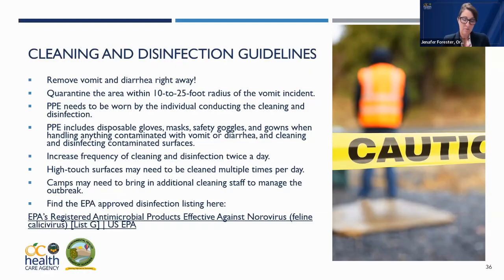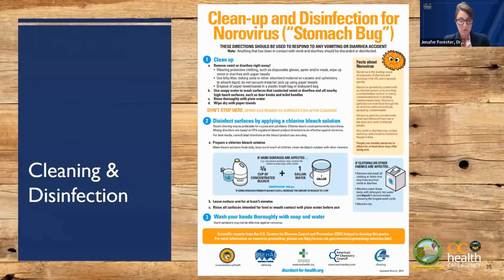2, quarantine the area within a 10 to 25 foot radius of the vomit incident. Yes, vomit can splatter and aerosolize. Think projectile. 3, always wear PPE to include disposable gloves, masks, safety goggles, and gowns. Yes, you should look like you're entering a chemistry lab and provide yourself adequate protection. It does not take a very large dose of virus, as we've mentioned earlier, to acquire an infection, as little as 10 to a dozen, and there are millions of these viruses shedding in vomit and diarrhea.